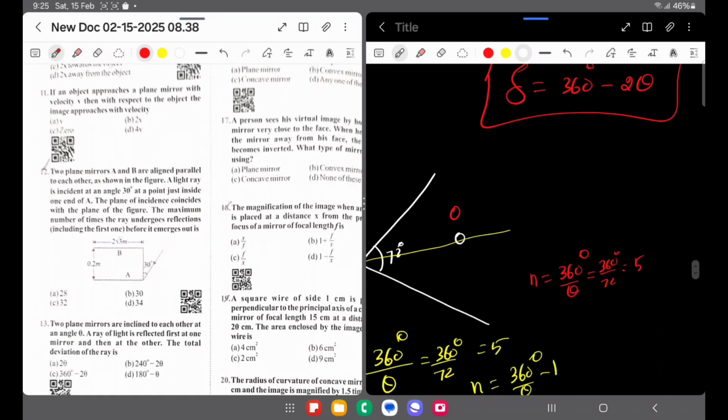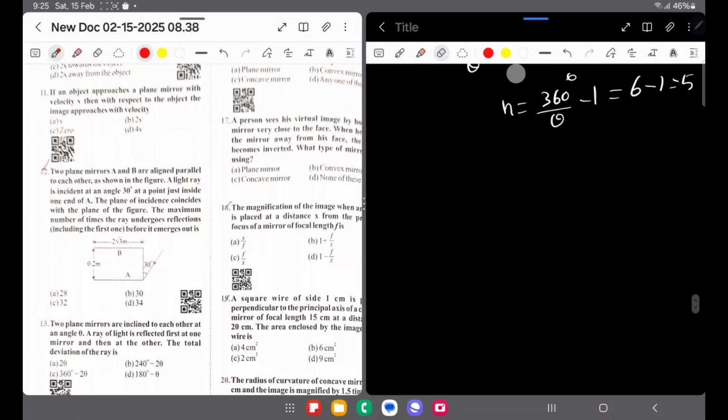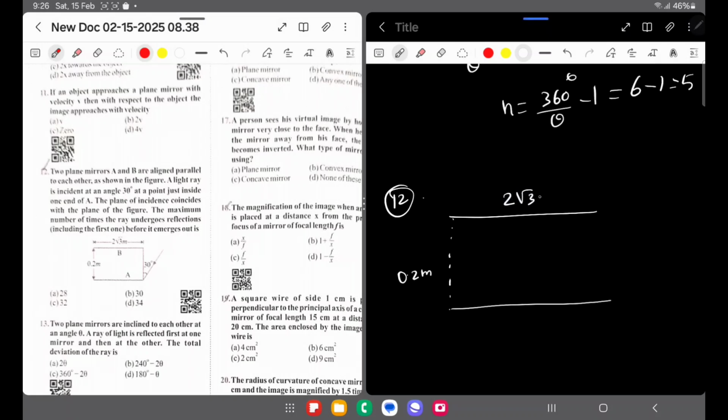Okay, now look into this question, the 12th question. We have two plane mirrors. They are placed in such a way that they are parallel to each other. The gap between them is 0.2 meter. The length of the mirrors is 2 root 3 meter. The question is about, see, one light ray is approaching the plane mirror A at a certain angle.